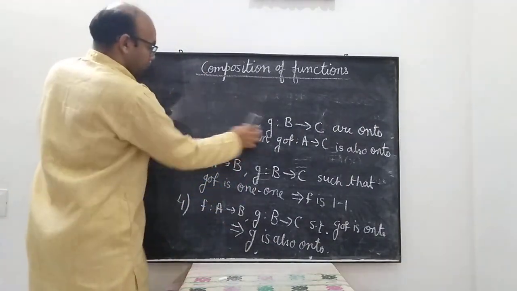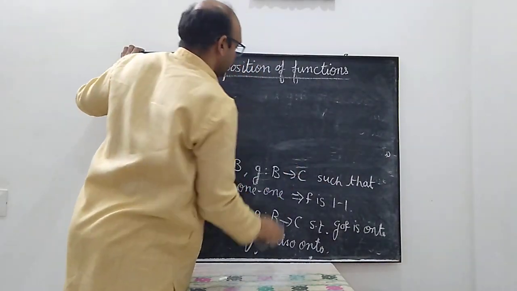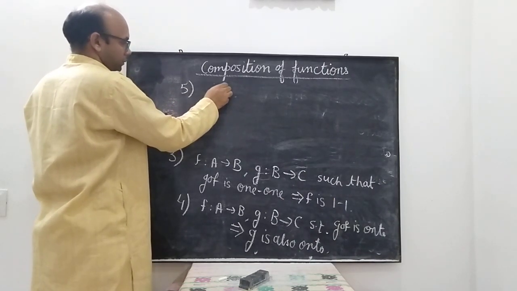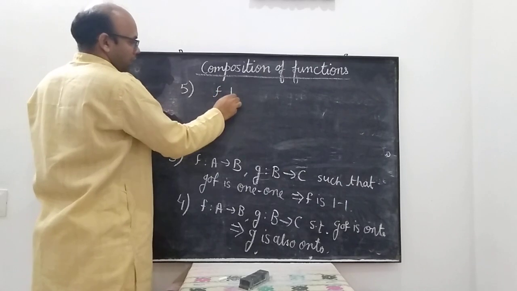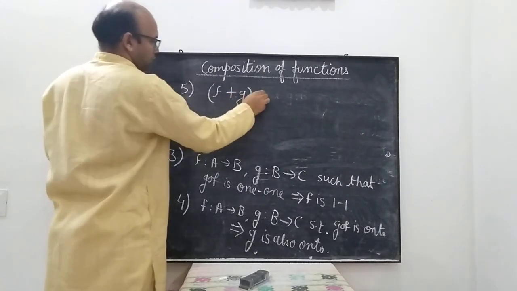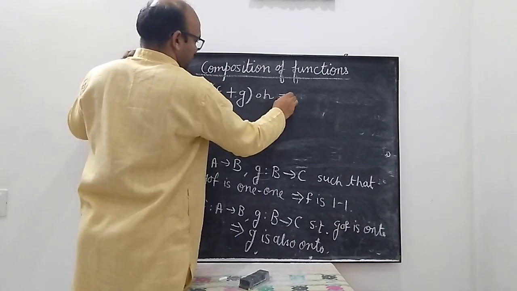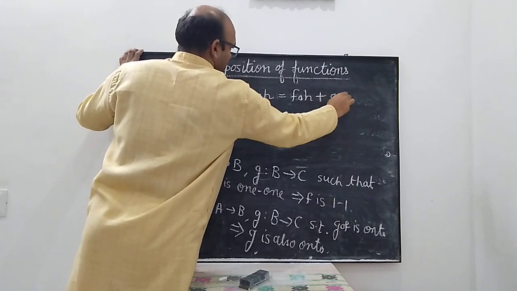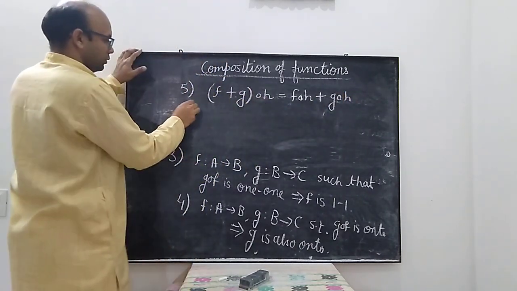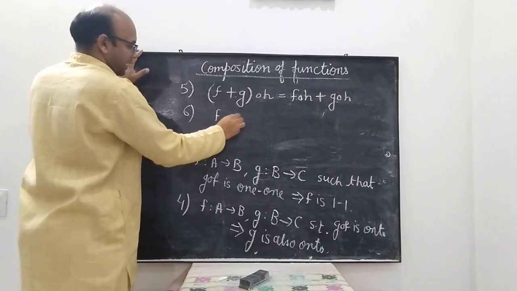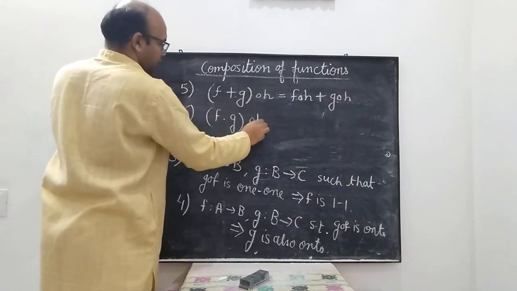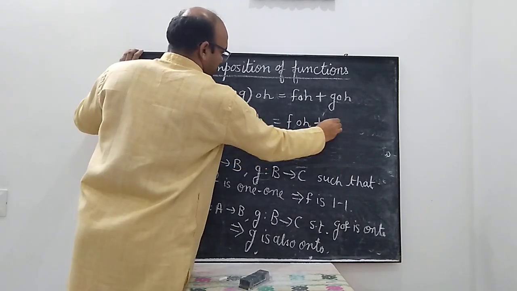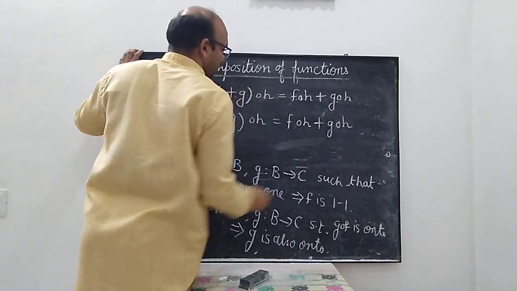Now the next property, property 5. (f plus g) composition h is equal to f composition h plus g composition h, and similarly (f dot g) composition h is equal to f composition h times g composition h.